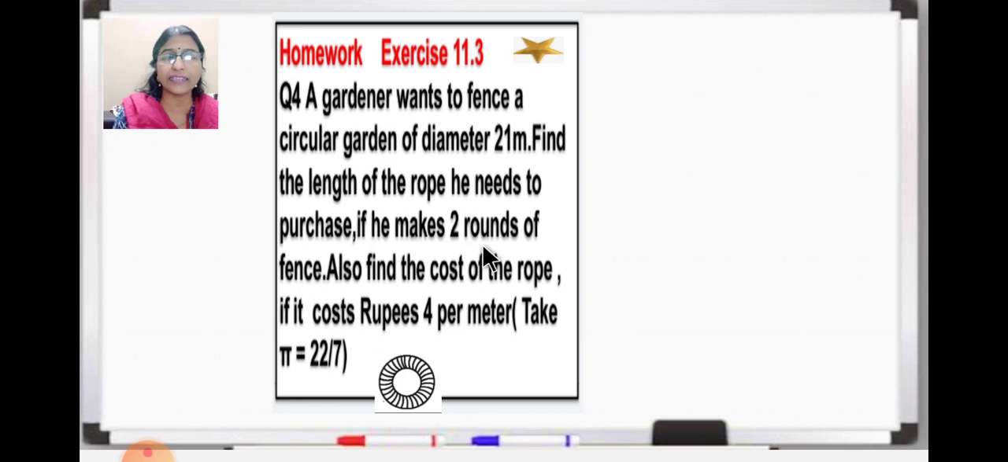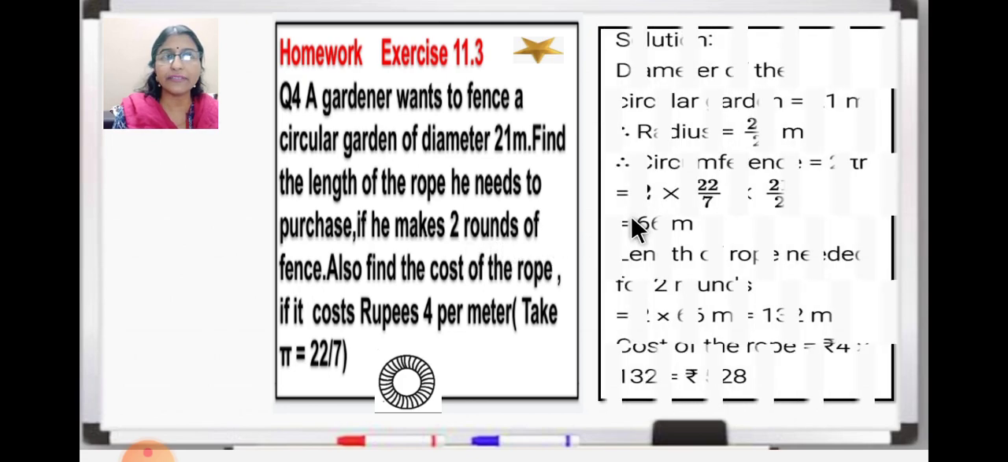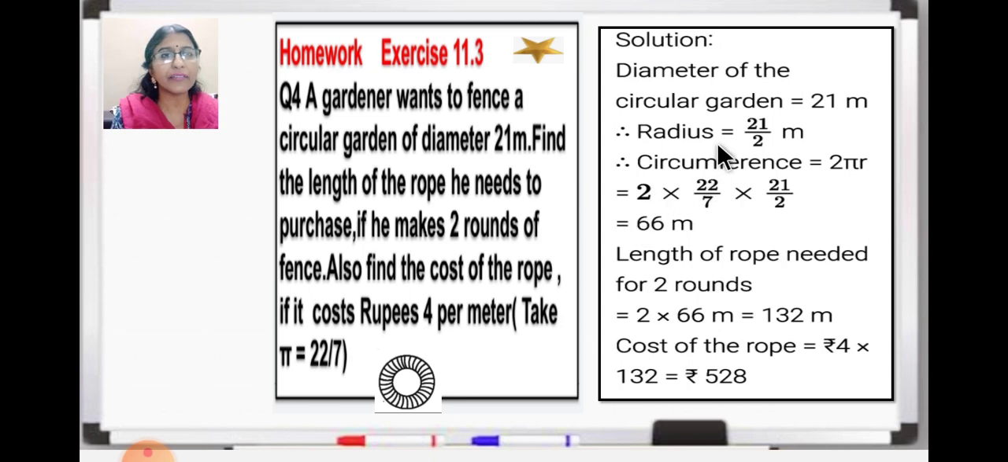So first you will understand the question. And then let us write what is given. We know the diameter of the circular garden is 21 meter. As you know, we have to find out the length of the rope. That means we have to find out the circumference, because you need the length of rope to form the fence. So diameter is given as 21 meter. Based on that we can find out the radius. So radius will be 21 divided by 2. So we got the radius as 21 upon 2 meter.